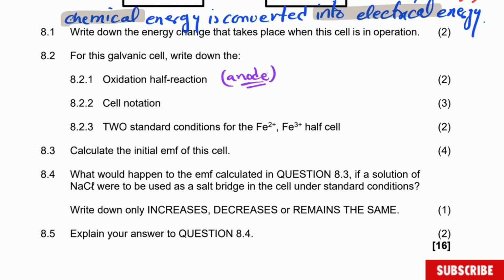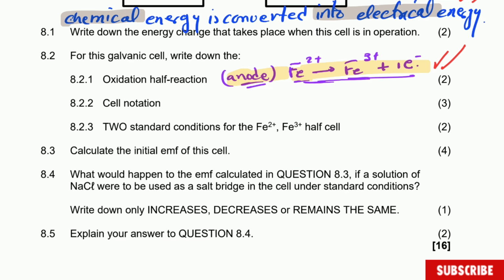Therefore, the oxidation half reaction, which happens at the anode, and we already wrote it, will be Fe2+ goes to Fe3+ plus 1 electron. This one is the oxidation half reaction, and it is happening at the anode. It's quite simple, guys. The table has the answers for you, and if you do that, you'll get 2 marks.